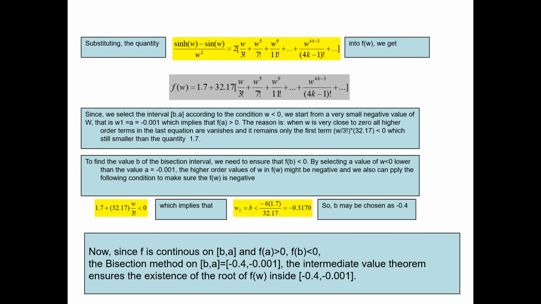B equals minus 0.4 and A equals minus 10^-3. F is continuous, and f of A is positive, f of B is negative. So all the conditions of the bisection method hold, so we can use the bisection method. We can apply the bisection method to our function f of w.